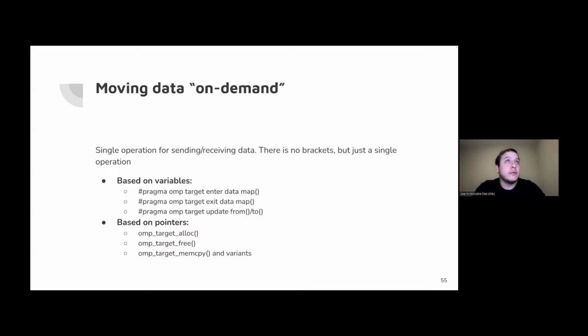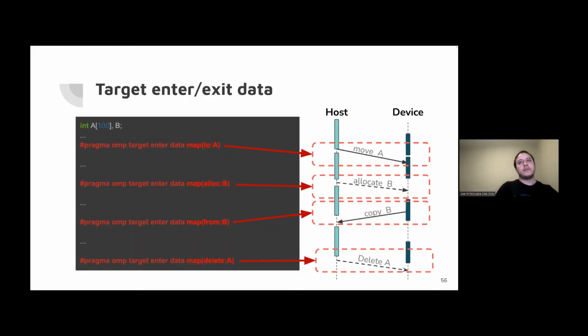All right, data movement on demand, or unstructured data movement. I just go and say, I need the data to be moved. I don't have a beginning and end. I don't have a connection in between when I begin and when I end, right? So how can I do it? I can do it with target enter data, target exit data, right? Each of the 2 operations are completely independent from each other. I can do a target update, or I can use pointers in the host and use the pointer data directly.